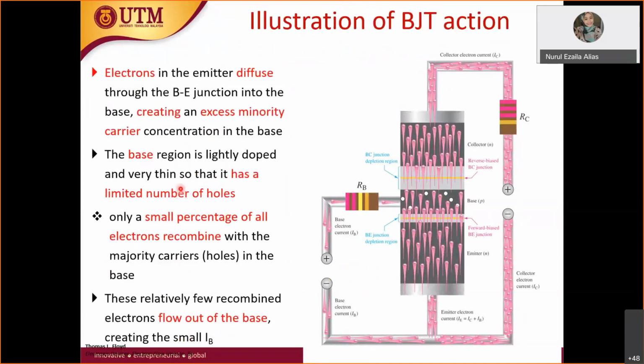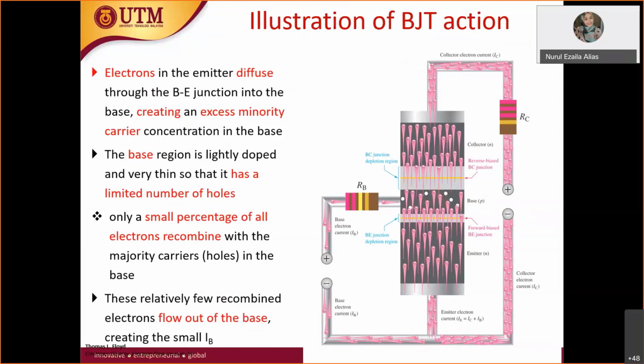So this is actually the example for the NPN, showing how electrons diffuse when voltage is connected. As you can see, this is the base made of P type. This is the emitter, which is made of N type. So the majority carrier here is electrons. At the base here, the majority carrier is holes.